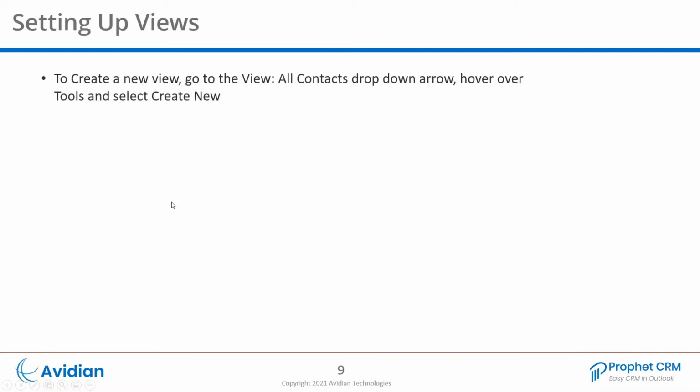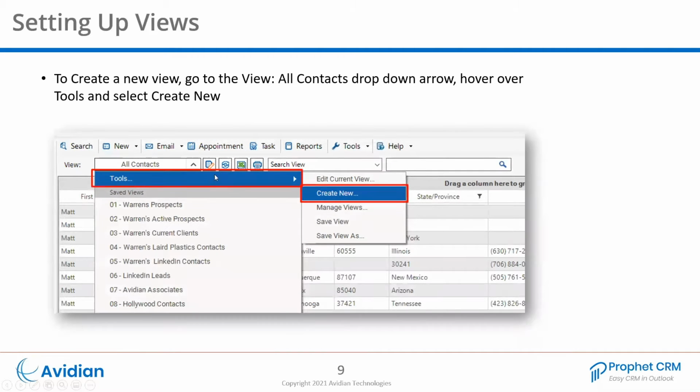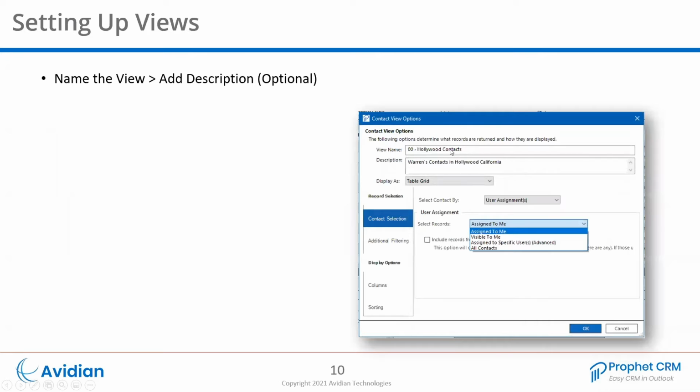Setting up views is a key part of it. Think of a view as just a list. We call them views. To create a new view, you go to that All Contacts, hover over Tools, and just say Create New. This is a very important concept. You can set them up by certain geography, or whether they're assigned to you or someone else, that sort of thing. So you give the view a name.